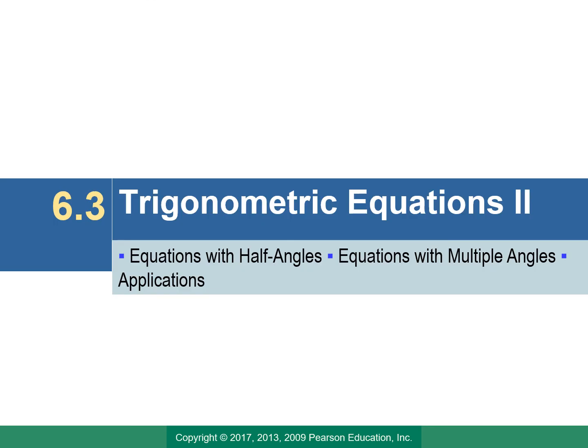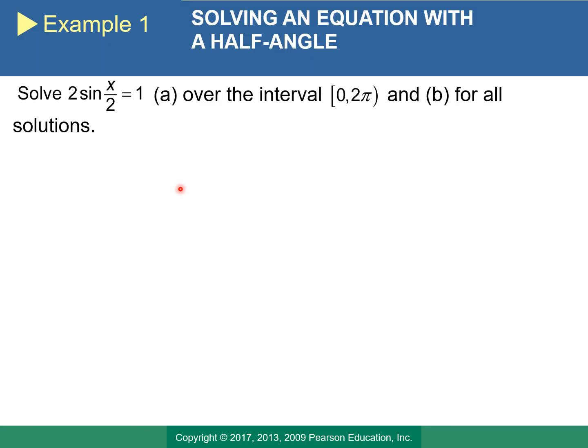Now we're going to continue doing trig equations. It's just a second section in your book, so trig equations part 2. So let's try this example. Solve 2 sine of x over 2 equal to 1, in two parts, over an interval from 0 to 2 pi, so one rotation of your unit circle, and then separately for all possible solutions. Okay, so why this is a second or separate section, 6.3, is because you're dealing with different types of angle values now. In this case, this is a half angle. So x is your angle, but you're dealing with half of it.